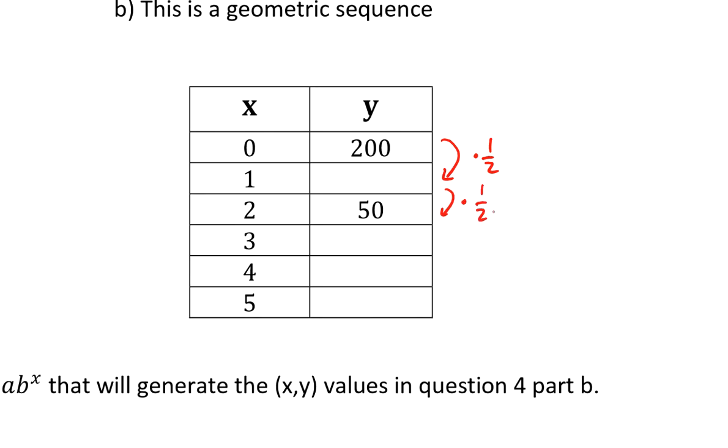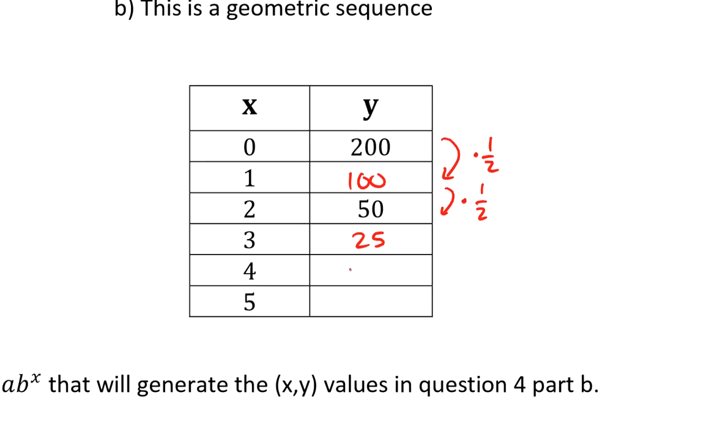So 200 times a half would be 100. 100 times a half would be 50. Half of 50 is 25. Half of 25 would be 12.5. And half of 12.5 would be 6.25.